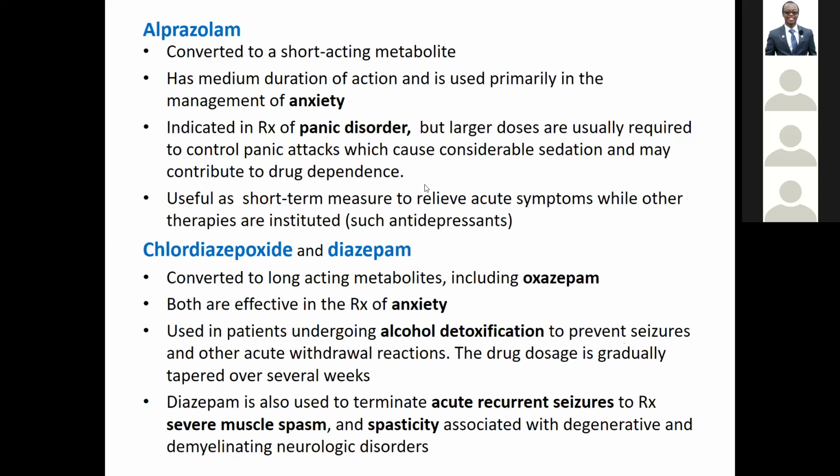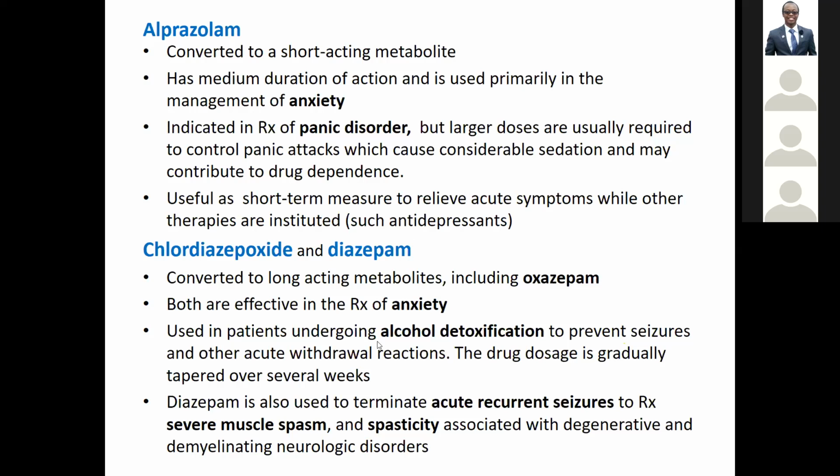So again, here we have indicated that it's used mainly in panic disorders. But if the condition is not resolved, then I want you to explain which other one we can use for panic disorder that we had mentioned before.